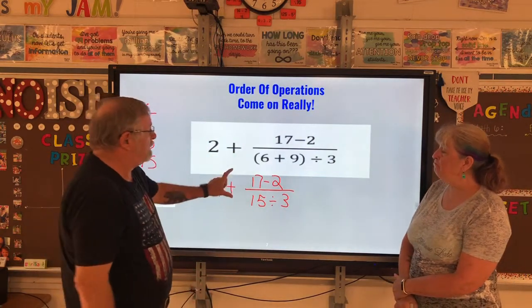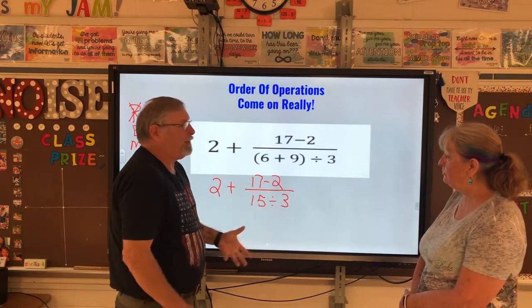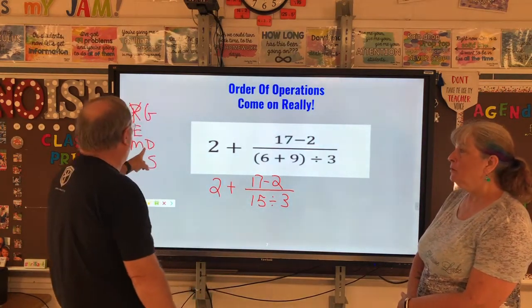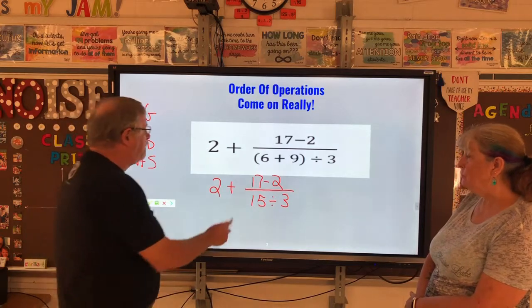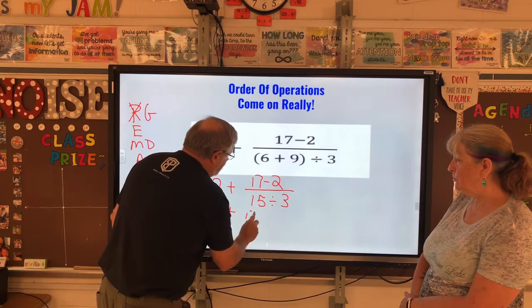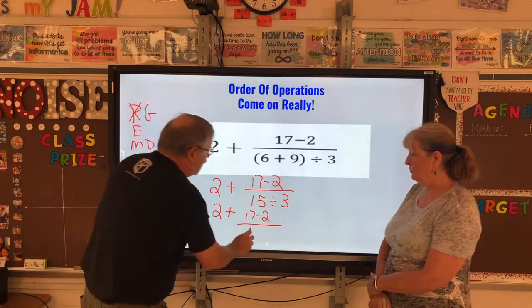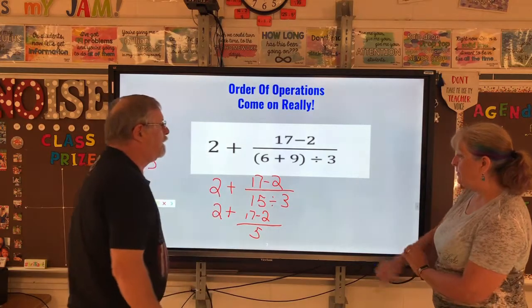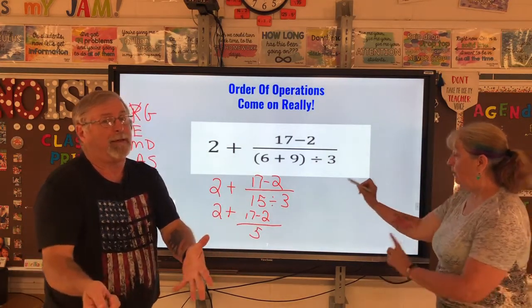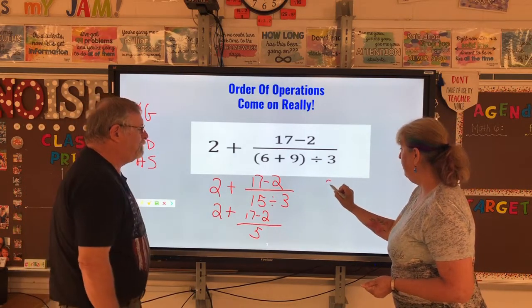So now this is still a grouping device. Which one am I going to do first? Well, 15 divided by 3 is division. Division comes before subtraction, so I'm going to do that. The 2 plus 17 minus 2 doesn't change, over 15 divided by 3 is 5. I think we're going to have to come over this way. So I'm going to move over, and you sometimes end up having to do that on your paper, so it's not a bad thing. Do you want to do it, Mrs. Lamb? I will take over.